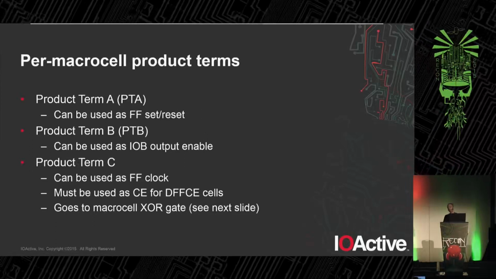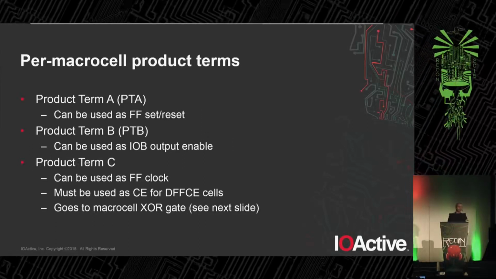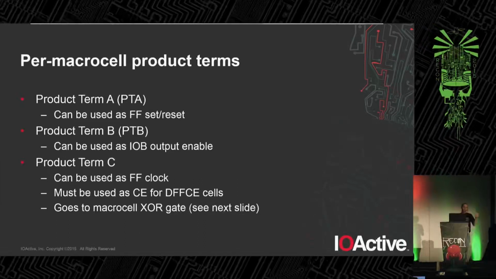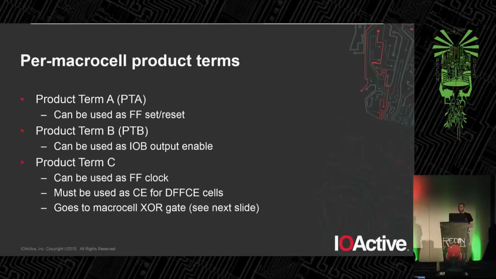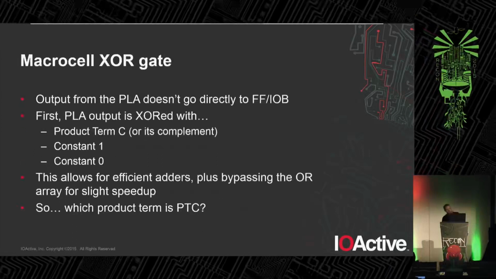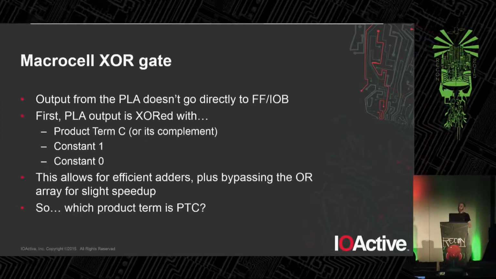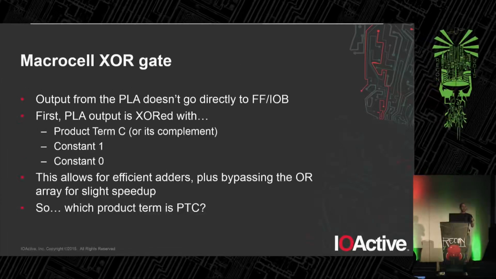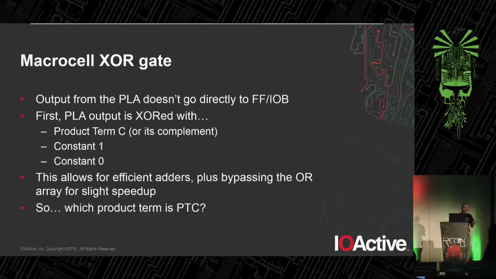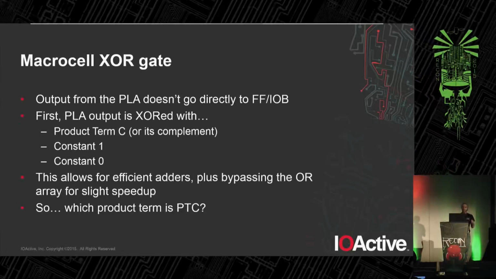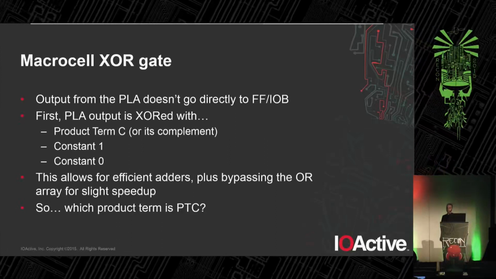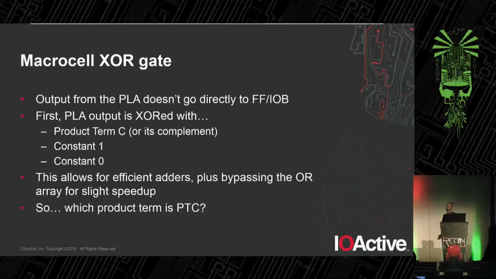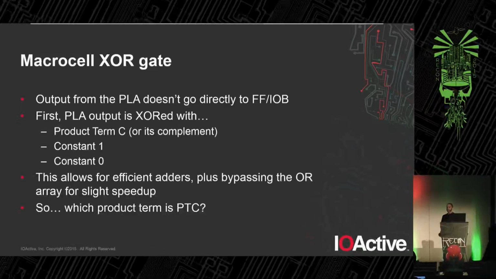If you've got a clock enable, it's used as a clock enable. If you want a per macro cell clock for just one flip-flop that you're clocking off one weird clock that nothing else is clocked by, you can use that. And it also drives an XOR gate. So it turns out that this isn't quite a conventional CPLD structure. The output of the PLA is XORed with product term C or its complement or a constant 1 or constant 0. This is a Xilinx proprietary optimization that is, again, documented in the datasheet, but they don't tell you how to configure in the bitstream. The intention here is to allow you to do efficient adders. You've got XORs.